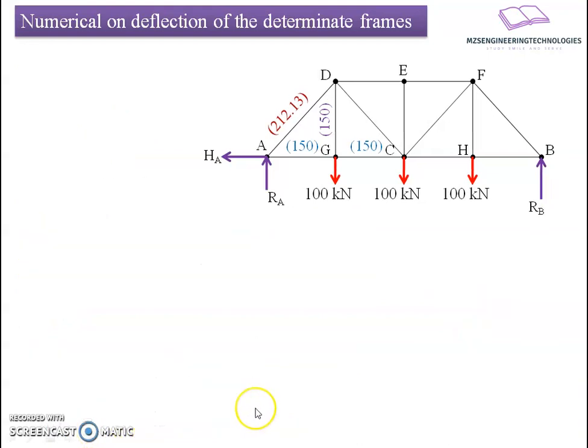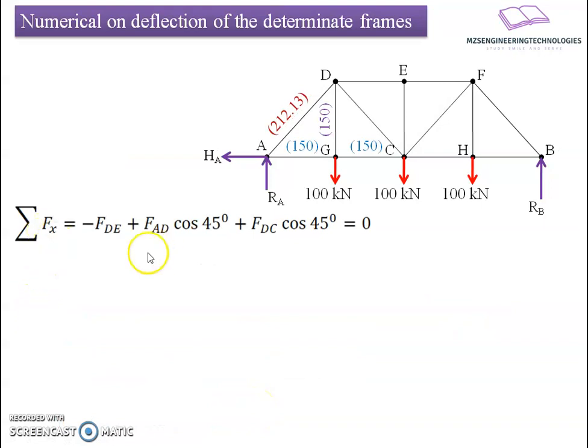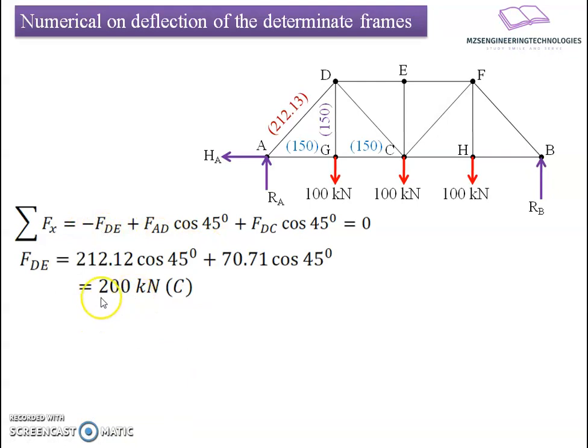If I move to the summation of forces in the horizontal direction, I will get a relation: minus FDE plus FAD cos 45 degrees plus FDC cos 45 degrees. Both are moving towards the right hand side, and FDE is moving towards the left hand side. That's why FDE results to be 200 kilonewton if I substitute the values related to FAD and FDC in the equation. I will put these values on the figure here for ready reference and move to the next joint, joint E.